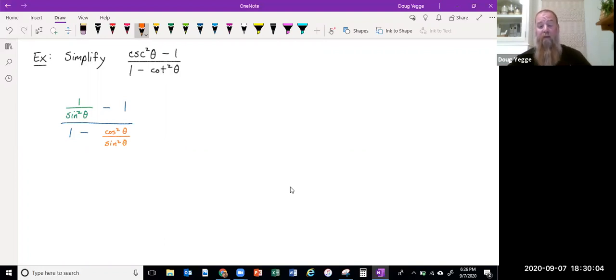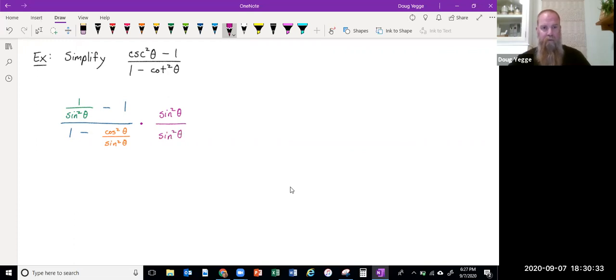Now, I agree that this looks worse, but because we see complex fractions now, there may be a way for us to simplify this to make it look a little bit nicer, all right? So let's go ahead and maybe multiply the top and bottom by the common denominator so that it cancels the complex fraction. So I see a denominator of sine squared theta in the numerator and denominator.